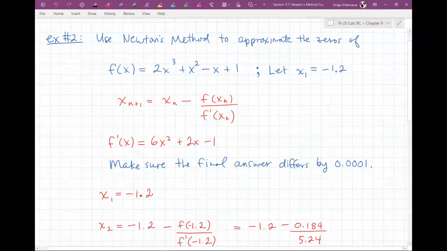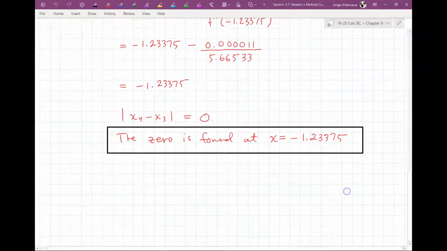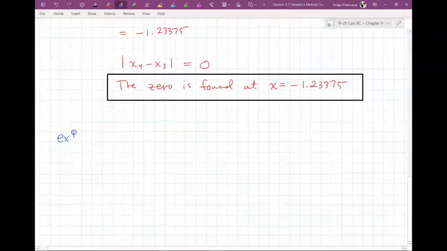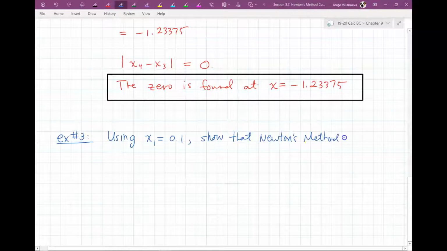Okay, so let me show you this last example, and then we're going to talk about the conditions for convergence, and then we're done. But this last example here, example number 3, this kind of shows us two different things. It says using x sub 1 equal to 0.1, show that Newton's method fails to converge.